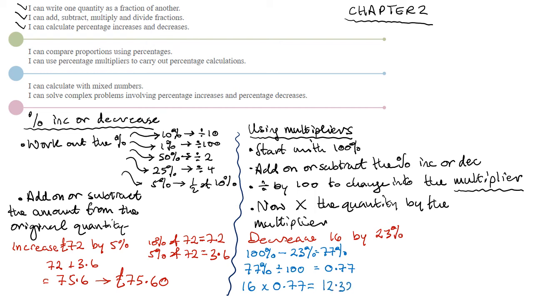Now if this question was increased by 23%, what would be different is that instead of 100 minus 23, I'd have 100 plus 23. I'd have 123% if this had increased. That would then be 1.23, and I would do 16 times 1.23 to get an increase of 23%.